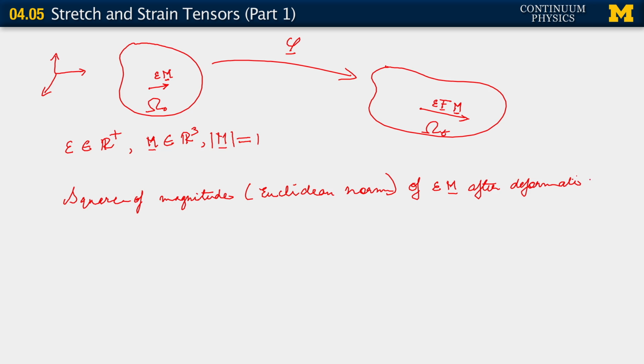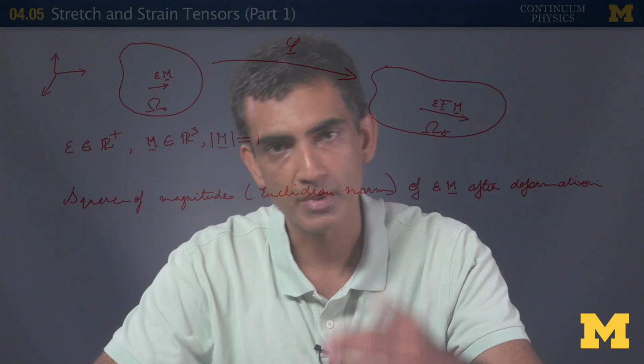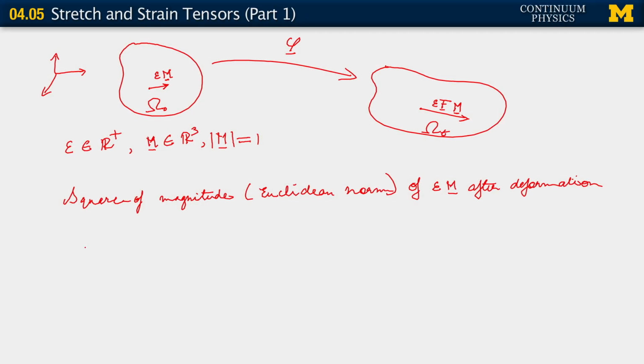Right? So epsilon m has been mapped forward by the deformation. Same idea. I have a little vector here, it's been mapped forward by the deformation. What is the magnitude of the deformed vector? Or what's the magnitude square, really? Okay, so we know how to do that straight away, and the way we do that is the following.